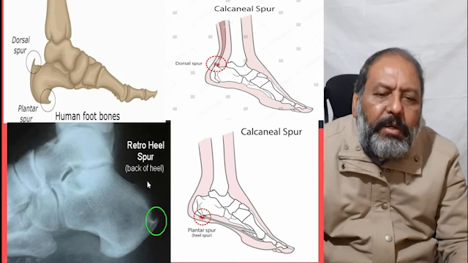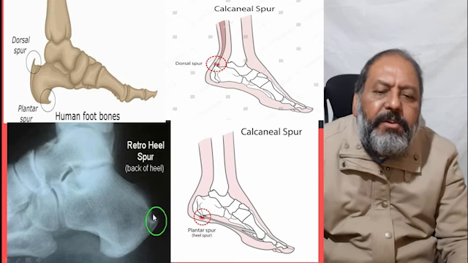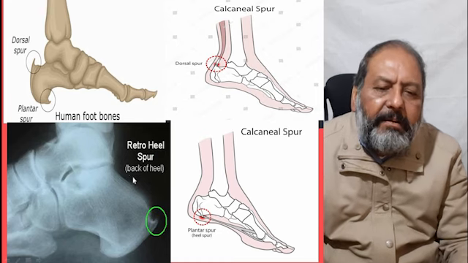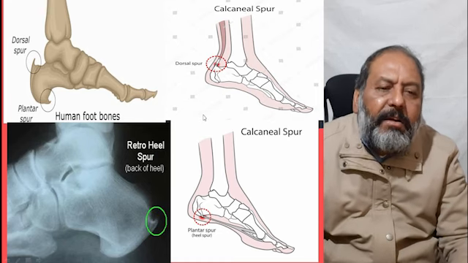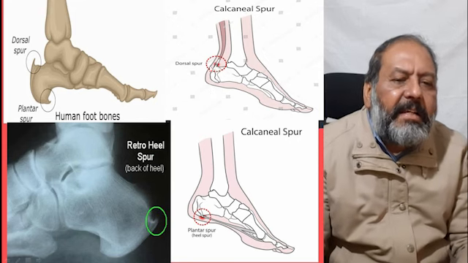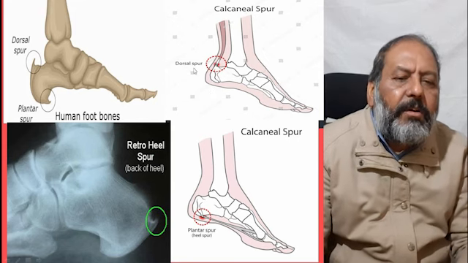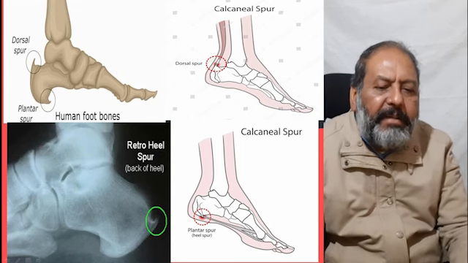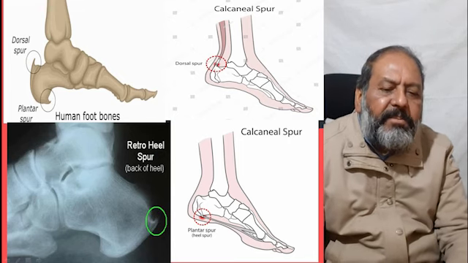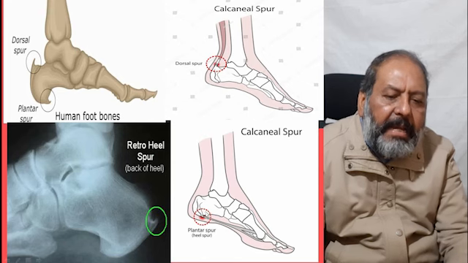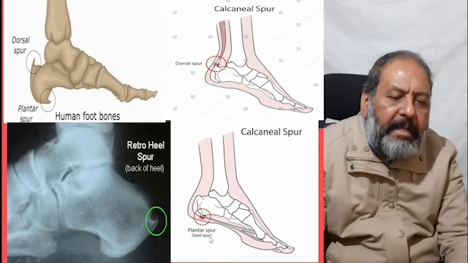So here one can see the retro heel spur, which is basically the dorsal spur that is on the back of the heel. And here one can see the calcaneus spur that is on the dorsal side, so that is the dorsal spur, and here that is on the plantar side, that is the plantar spur as it has been highlighted.